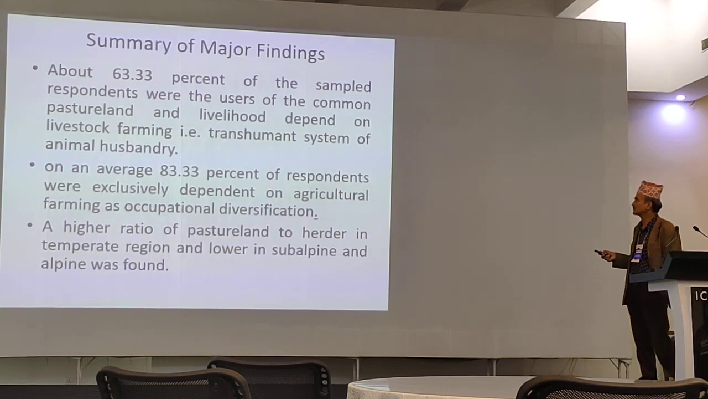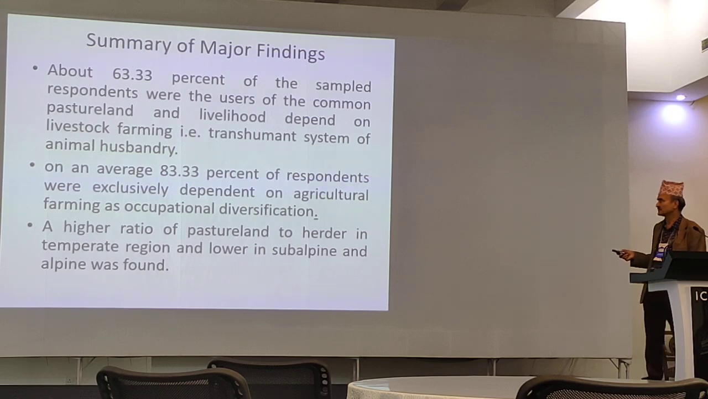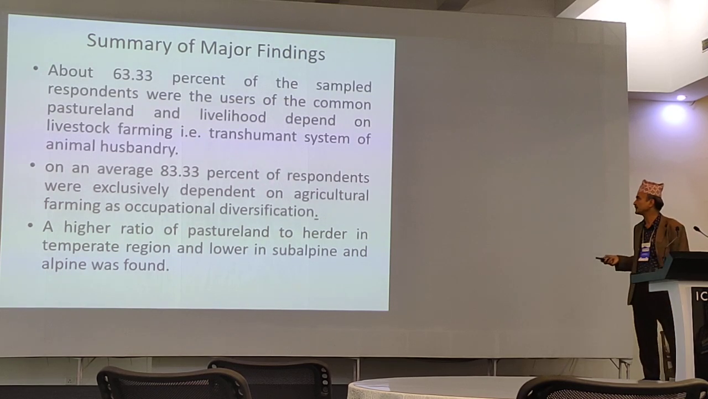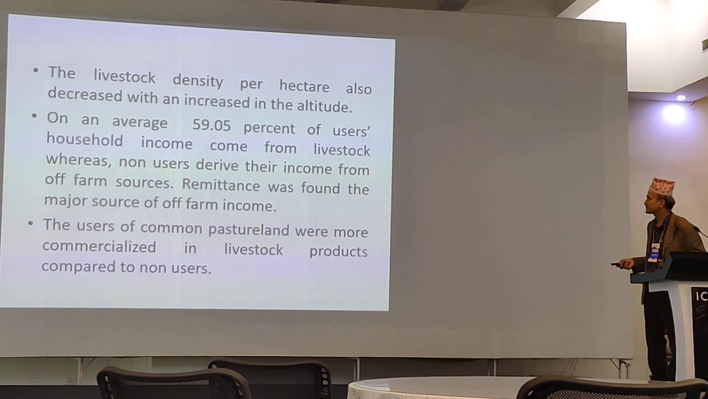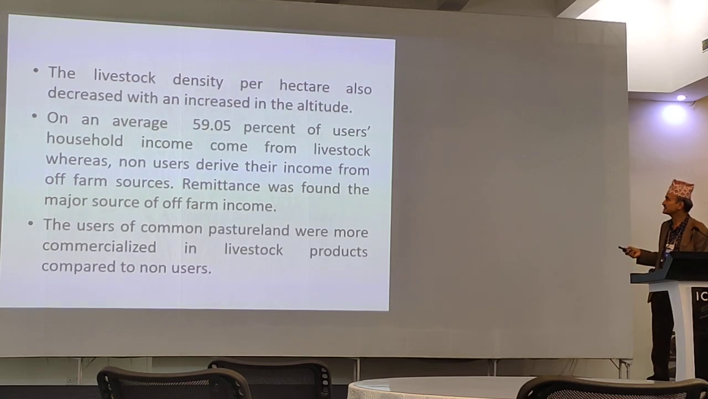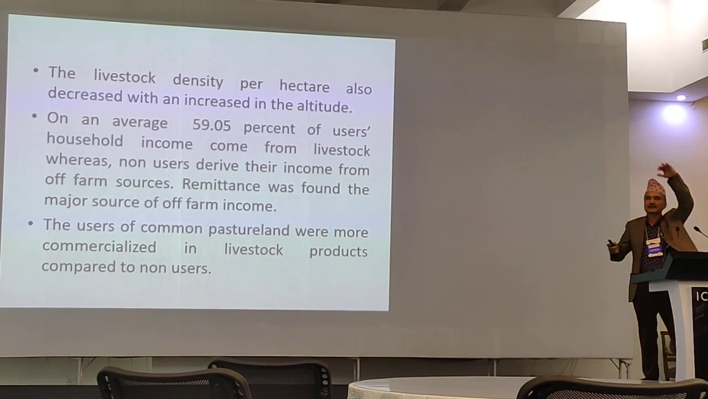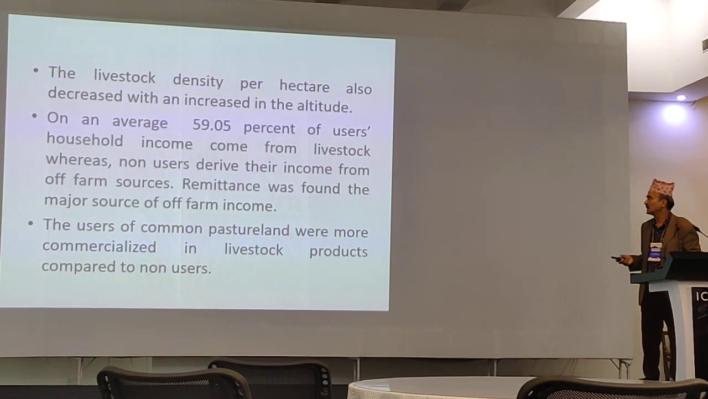So the major findings I have told you, two more slides. 63% of the respondents are using the common pasture land. On an average, 83.3% of respondents were exclusively dependent on agriculture. See, the dependency is more on agriculture. The higher ratio of pasture to herder in interpretation, we have already found. The livestock density per hectare also decreased with the increase in altitude. When we say livestock density, the number of livestock is very less.